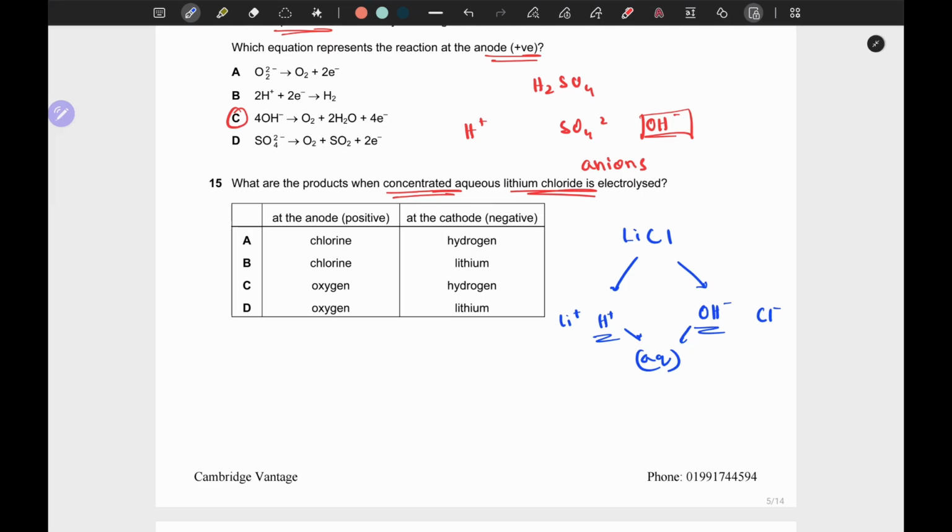So now it's concentrated, and whenever a solution is concentrated, if it contains halides, it's the halides that will be discharged. So in this case, chloride will be discharged, and the anions are discharged at the anode. So it's going to be chlorine at the anode, and at the cathode, it's between lithium and H plus. Since H plus is less reactive than lithium, it's going to be hydrogen. So the answer for 15 is going to be A.